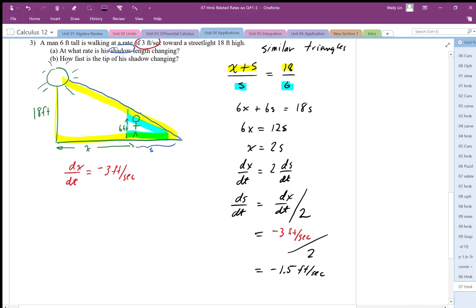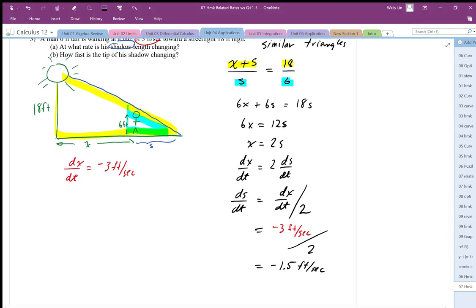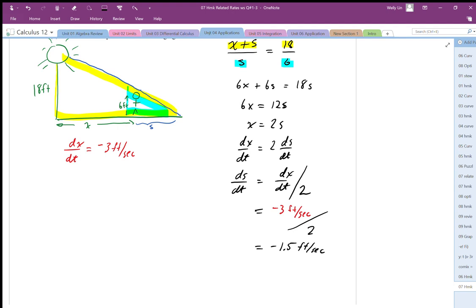So for part B, how fast is the tip of the shadow length changing? Well, the tip of the shadow length changing is going to be the sum of the change in the x value and the change in the s value. So d(x plus s) over dt really is just going to be dx by dt plus ds by dt.